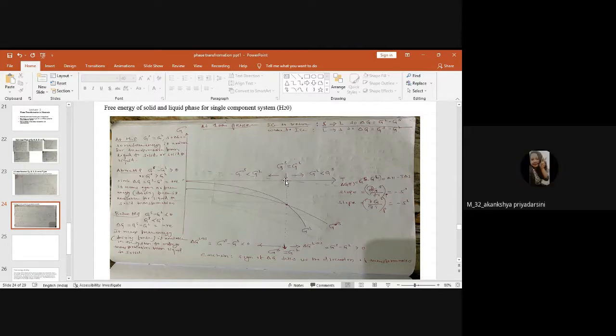Transition temperature, excellent. That is the melting point here, right? That is the melting point because solid becomes liquid or liquid becomes solid, or you can say freezing temperature. Either freezing temperature or melting temperature. At freezing temperature or melting temperature, the free energy of the solid phase will be equal to the free energy of the liquid phase.